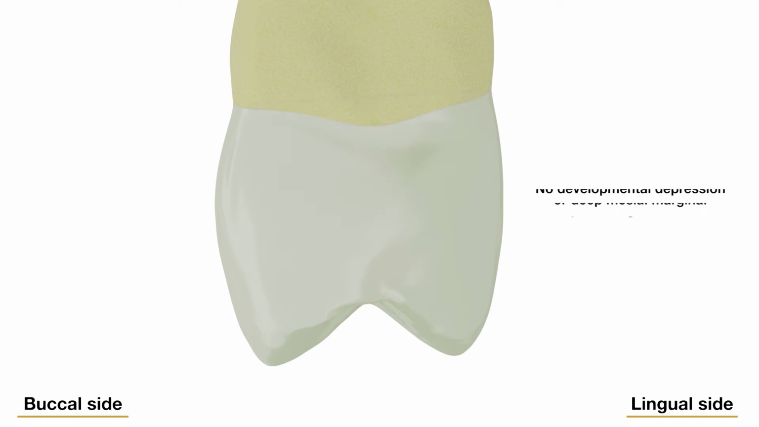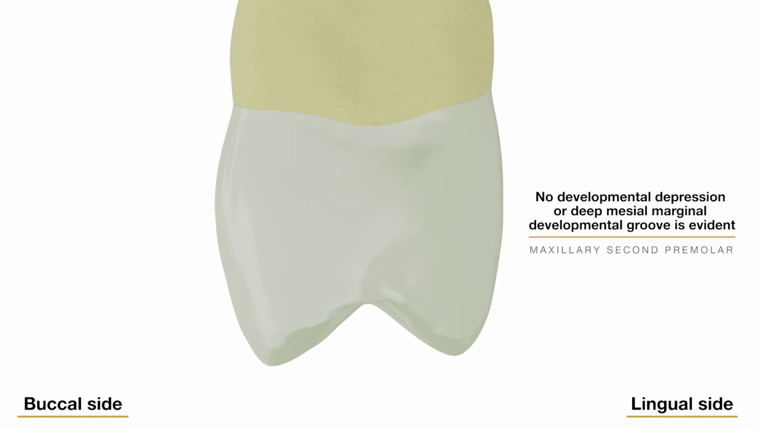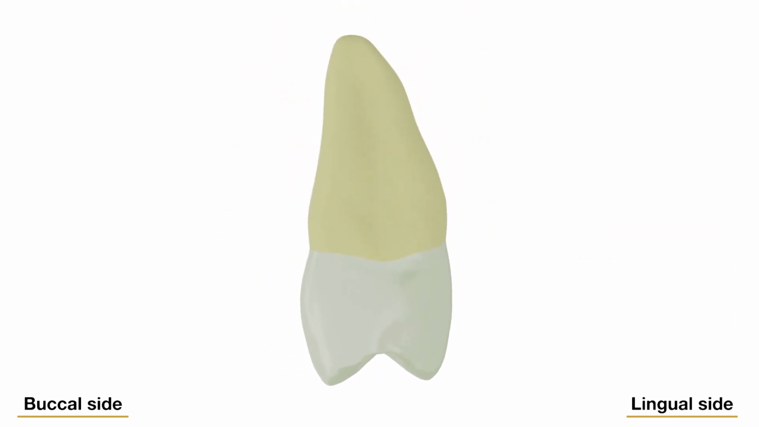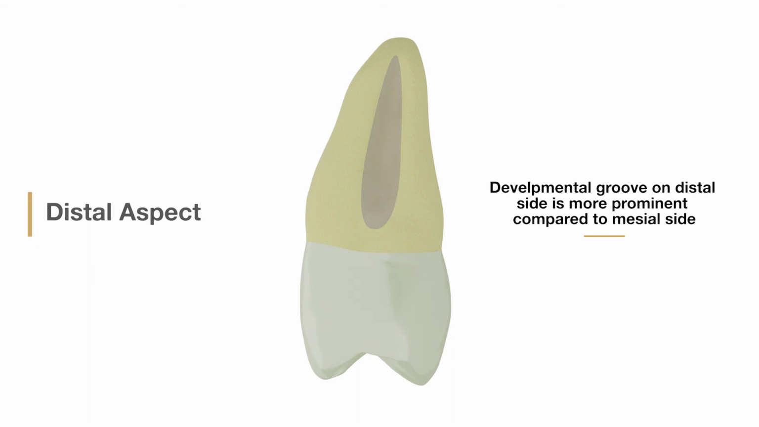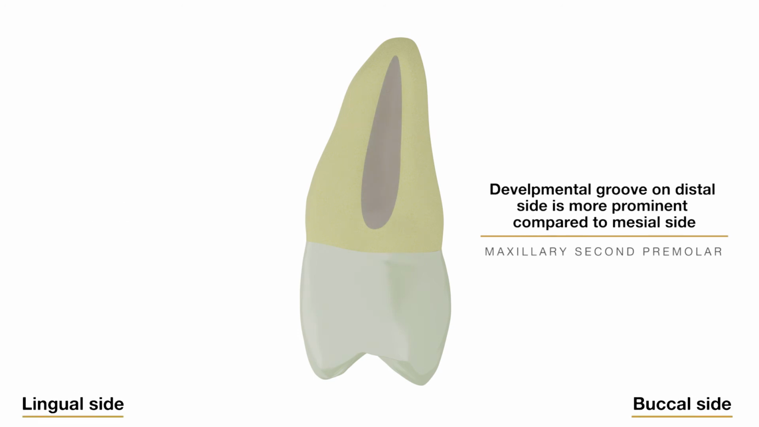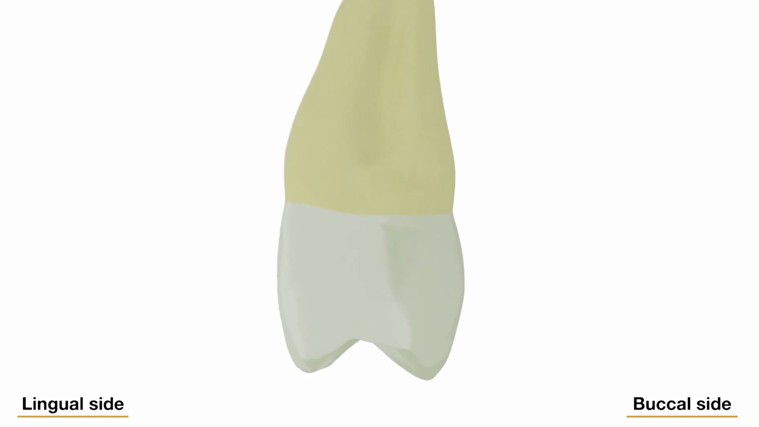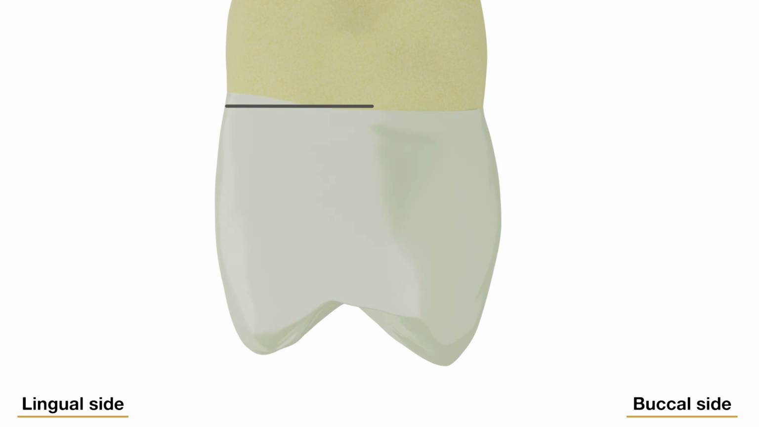No developmental depression or deep mesial marginal developmental groove is evident on the mesial surface of this crown, as seen on the first premolar. Maxillary second premolar usually has a single root and shows a shallow developmental groove on the mesial aspect. Similarly, when distal aspect is observed, the distal root depression is deeper than the mesial depression on the maxillary second premolar. This characteristic of the distal root surface is opposite of that of the maxillary first premolar, in which the depression is on the mesial surface of the root. Curvature of the cervical line representing the cemento-enamel junction is almost straight, similar to the maxillary first premolar.